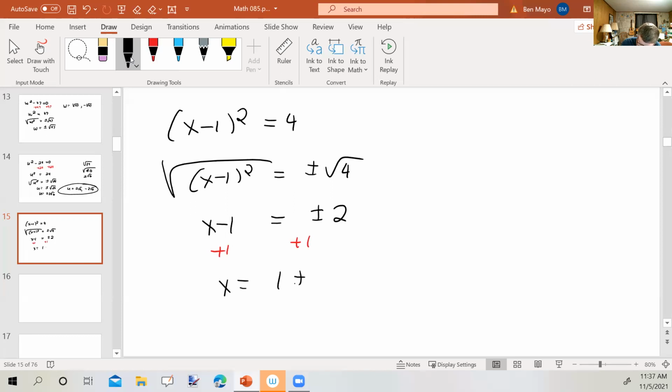So x is 1 plus or minus 2, which means x is 1 plus 2, which is 3, or x is 1 minus 2, which is negative 1. So x equals 3 and negative 1.